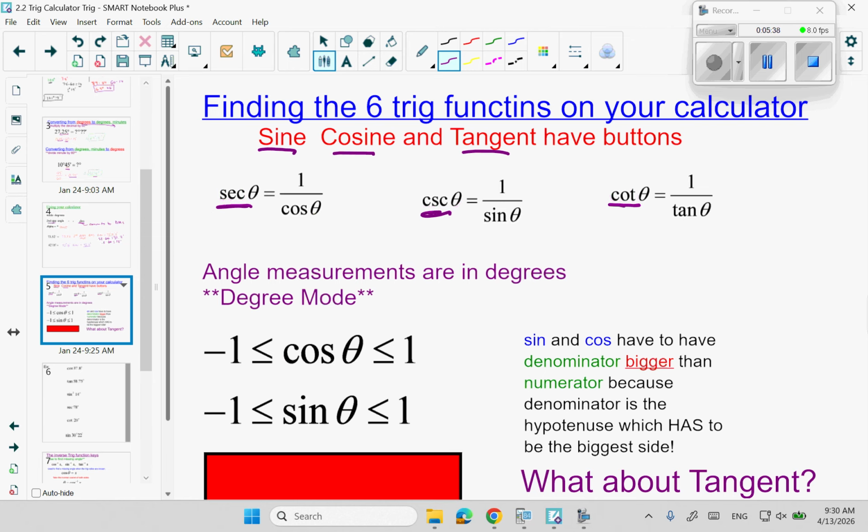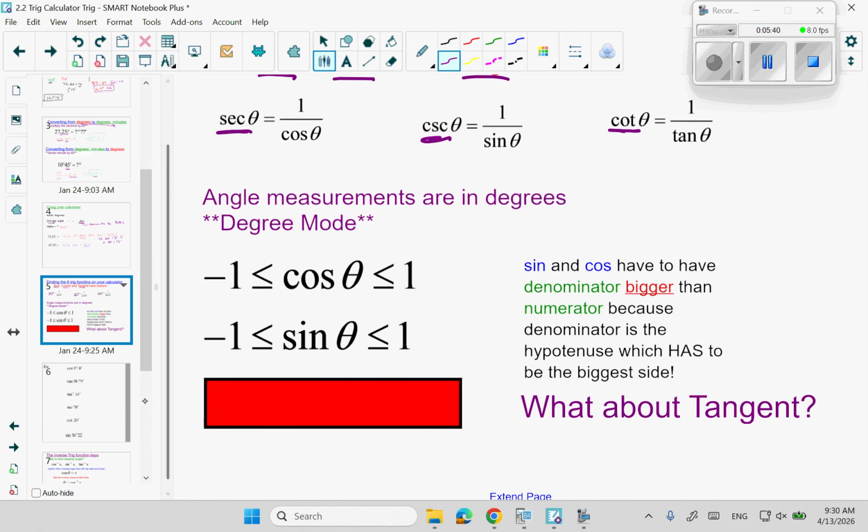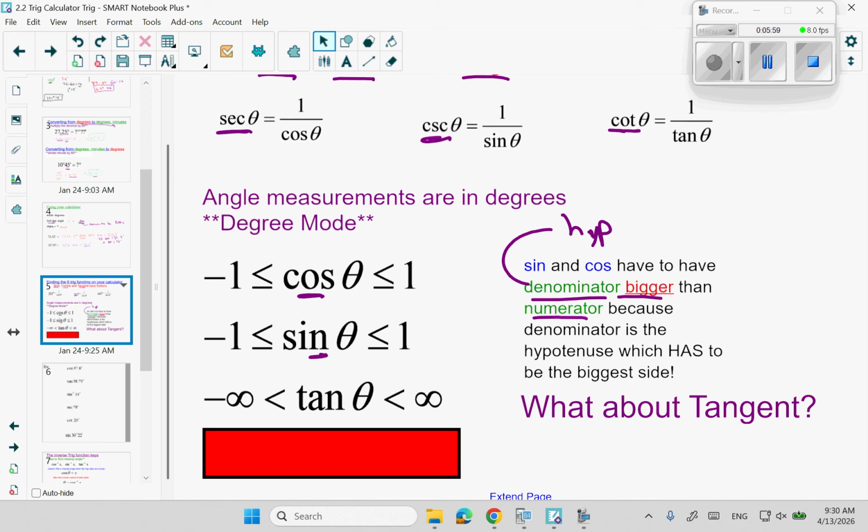Also, we should remember that because, by definition, cosine and sine have a denominator that's bigger than the numerator, because the denominator was our hypotenuse, which is always the biggest side of a triangle, cosine and sine can never have an absolute value bigger than 1. Tangent, however, has no restrictions. So let's take a look at some.